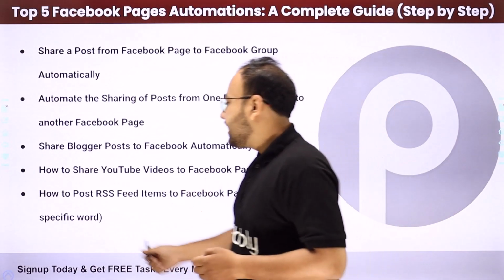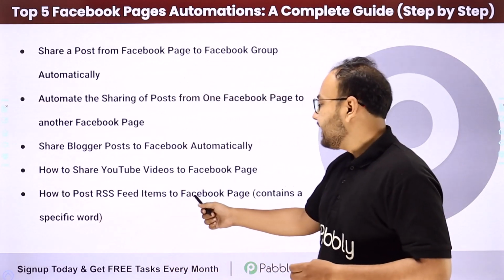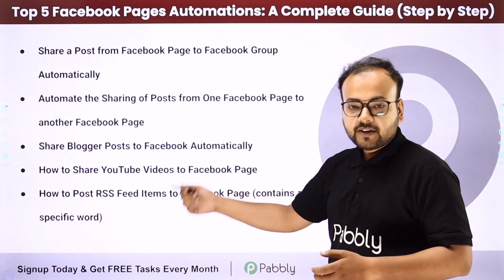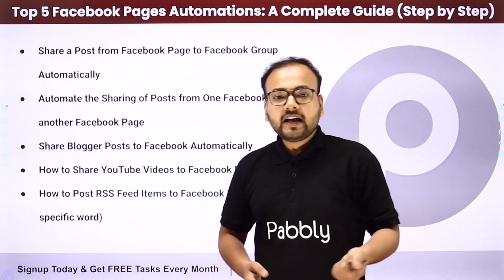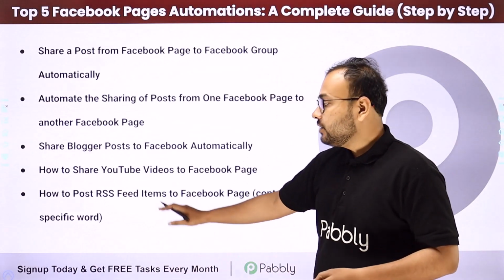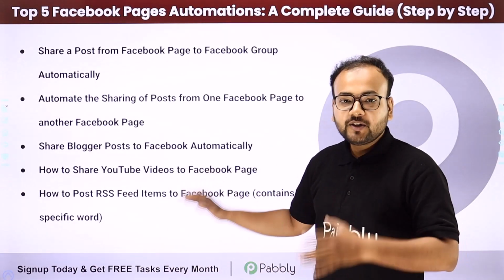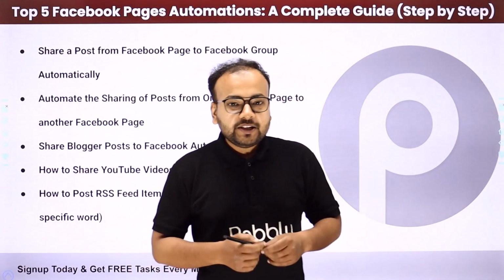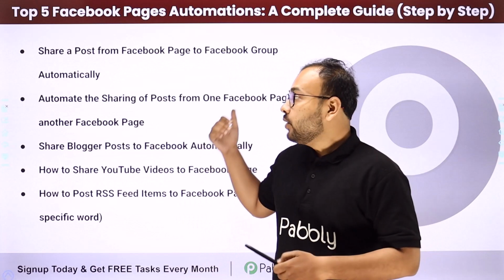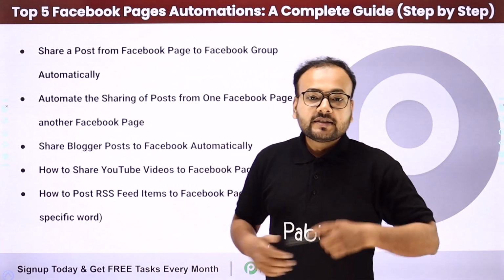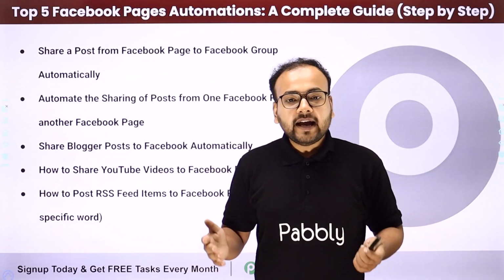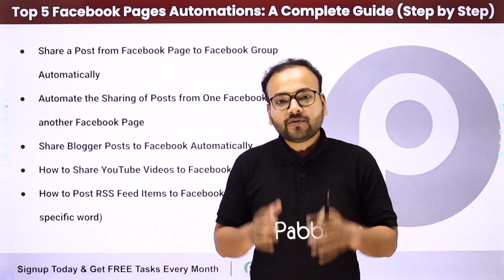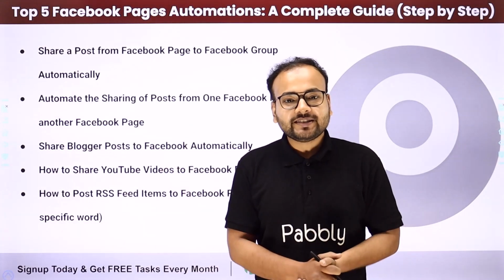The last one is how to post RSS feed items to Facebook page with specific words. So if you're running a website and if you have an RSS feed, you can use this automation to share your RSS articles on Facebook. And guys, in this video, you will learn how to set up all these automations step by step. This is a complete guide, so stay tuned till the end of this video to learn all these automations.